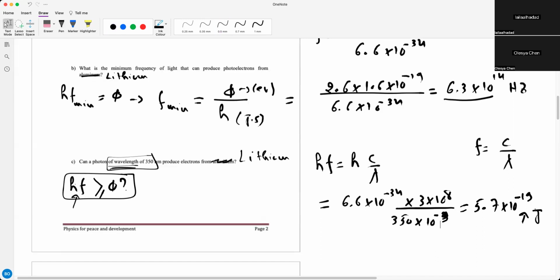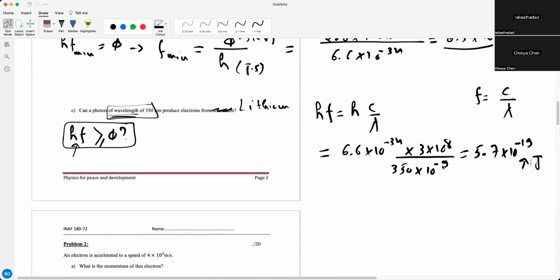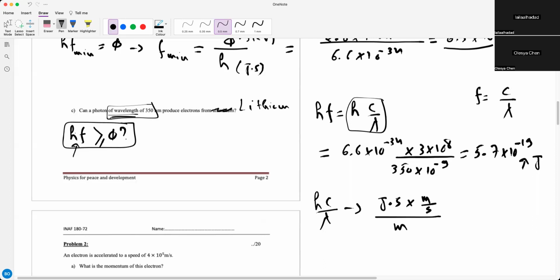Why is it joule? Let me explain. I'm calculating this quantity, hc over lambda. If I look at the units, what is the unit of Planck's constant? Joule times second. What is the unit of the speed of light? Meters per second. And the unit of lambda is meters. So seconds cancel, meters cancel, and I get joule at the end. Are you following? Yes.